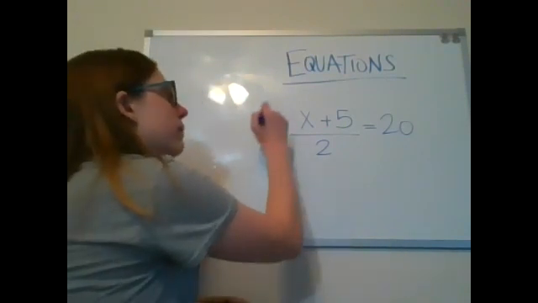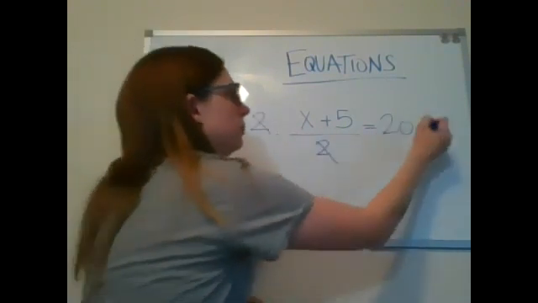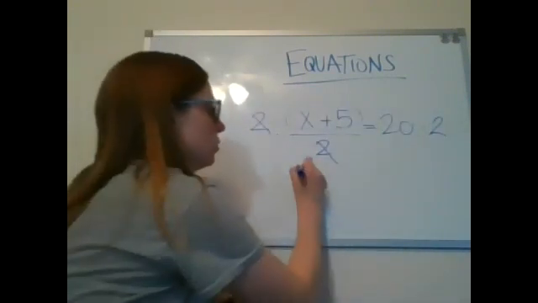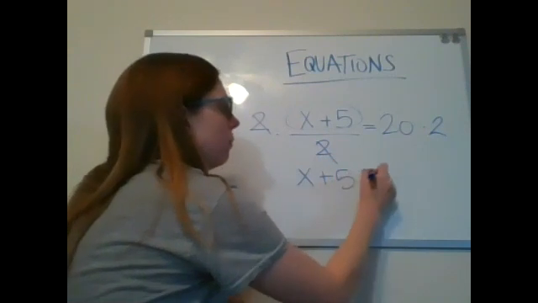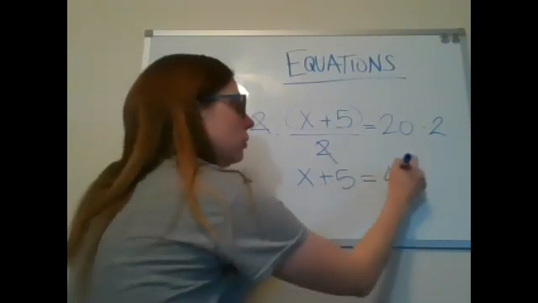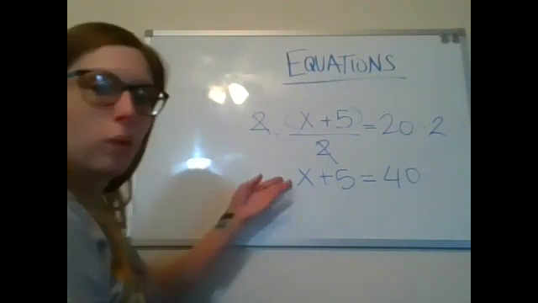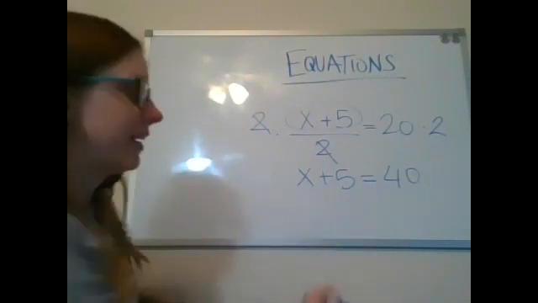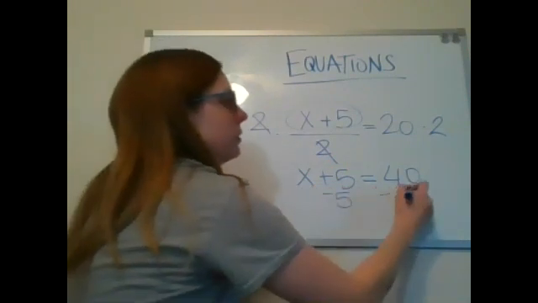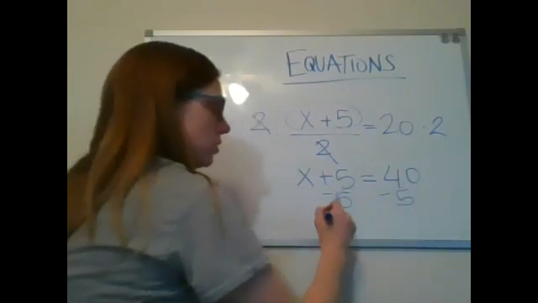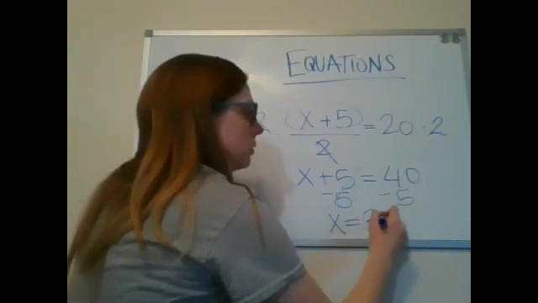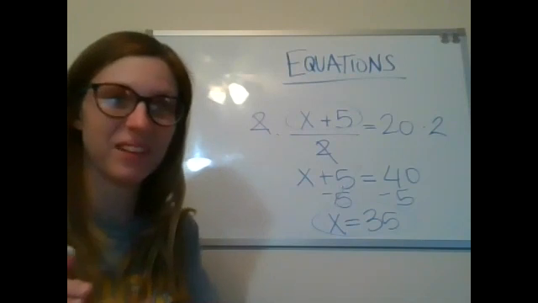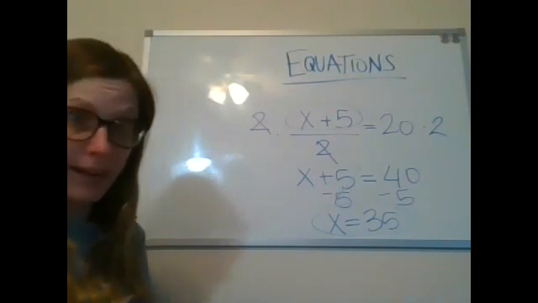So if we multiply by 2, those cancel. And we're just left with this x plus 5 up here. So just left with x plus 5 equals 20 times 2 is 40. Now we're at a one-step equation. We can get rid of this 5 by subtracting it. And you're right, we subtract it from both sides. So here we would get x equals 35.